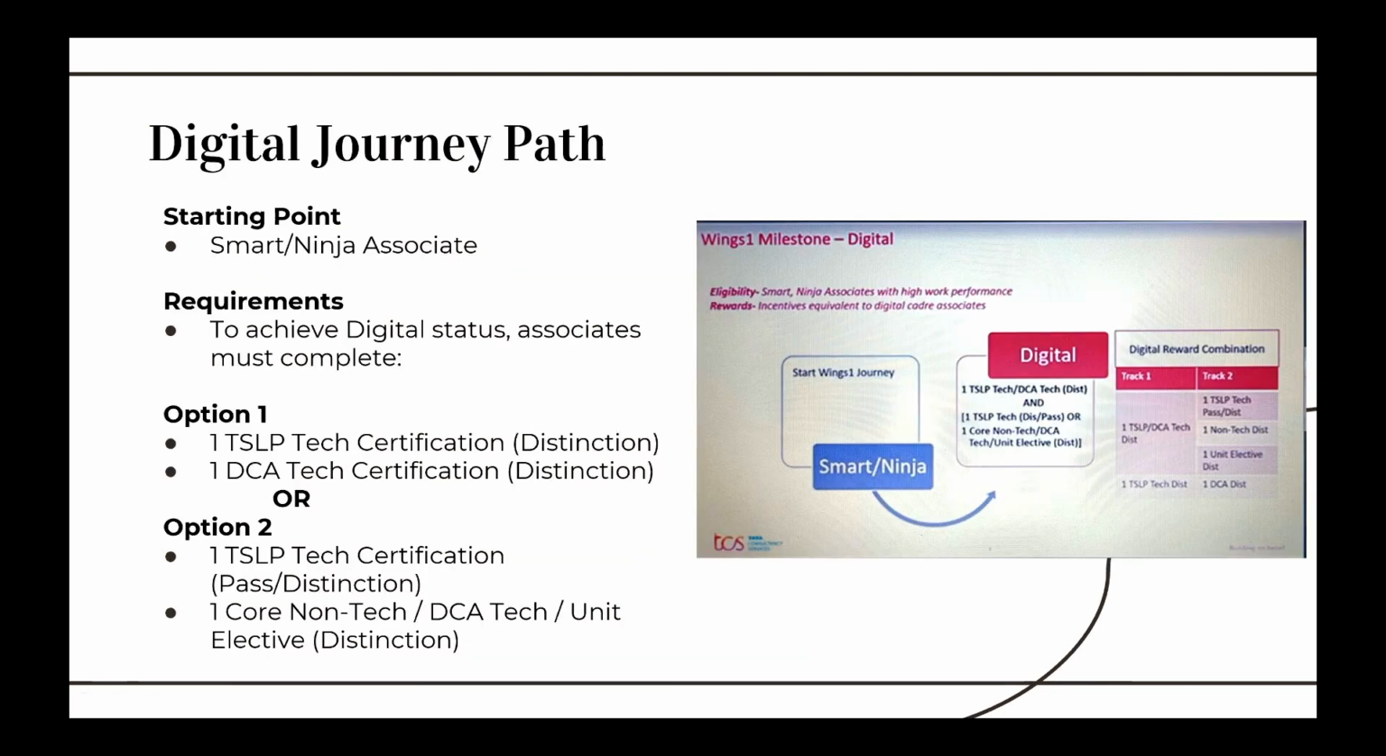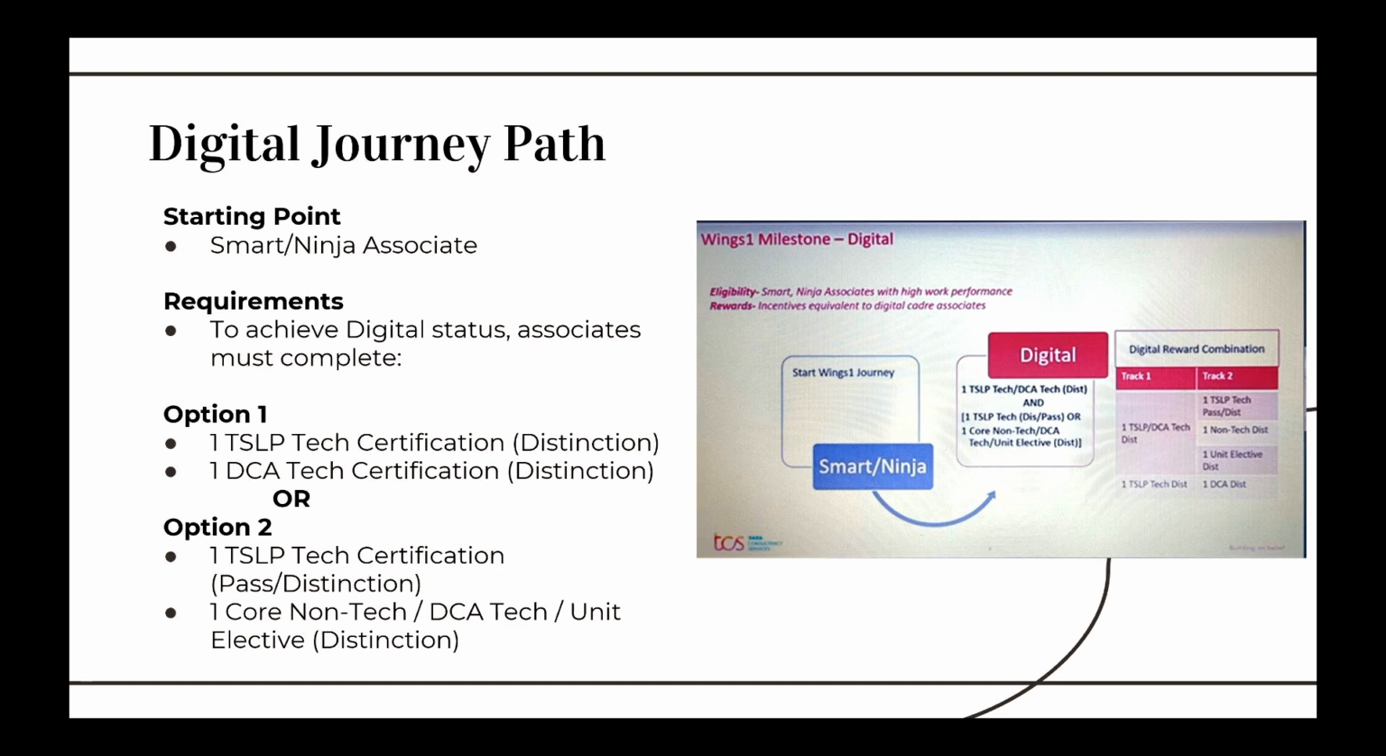So this is the digital journey path. First, the starting point will be, of course, when you join as a Ninja associate, you will be eligible for the immediate next cycle which is going to come for the Wings 1 exam. To achieve the digital status, an associate needs to complete this path.